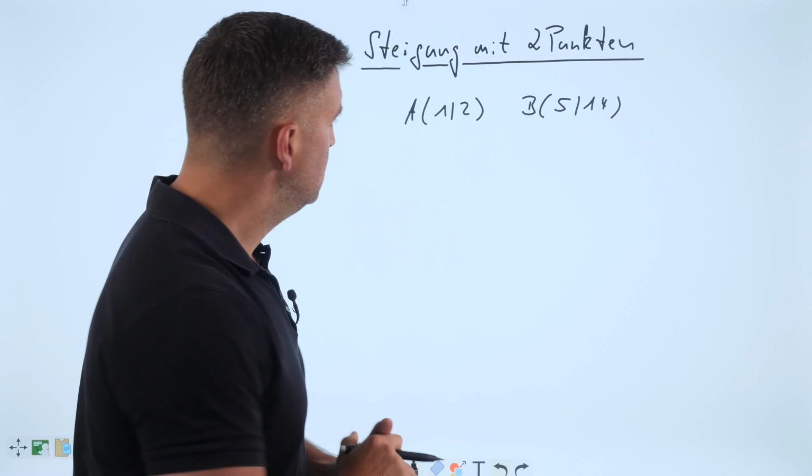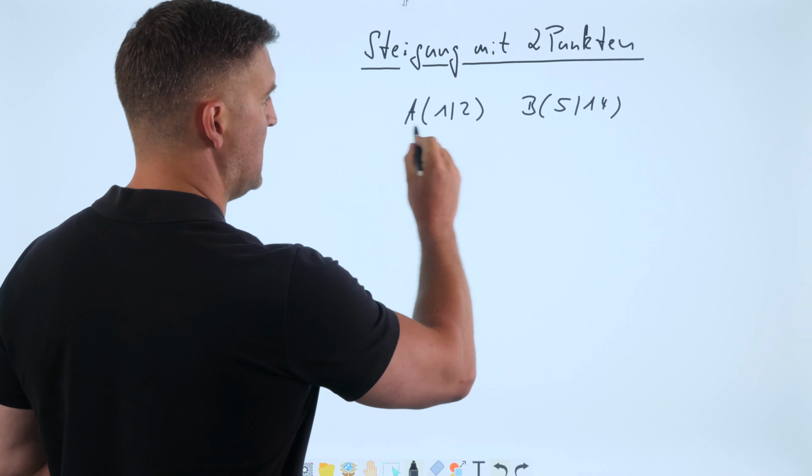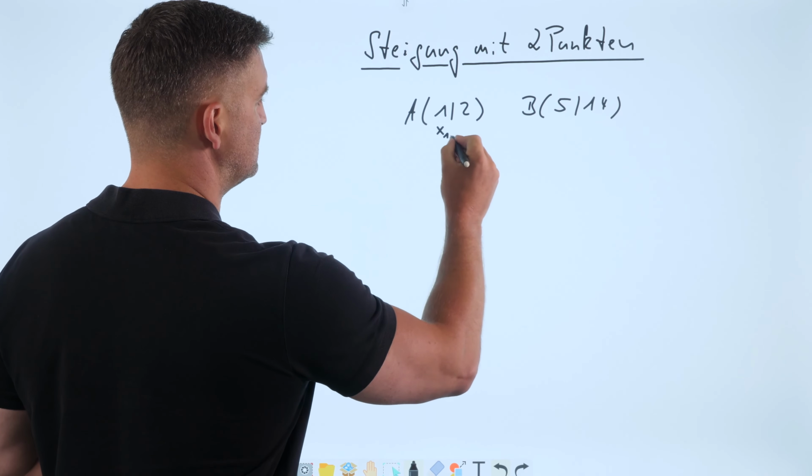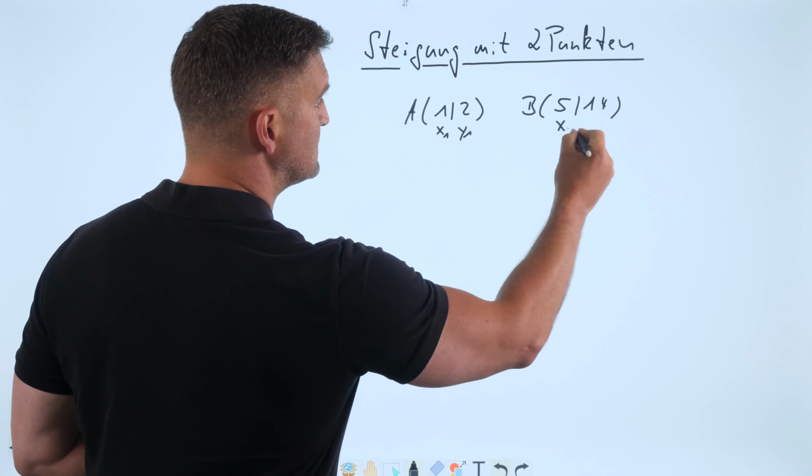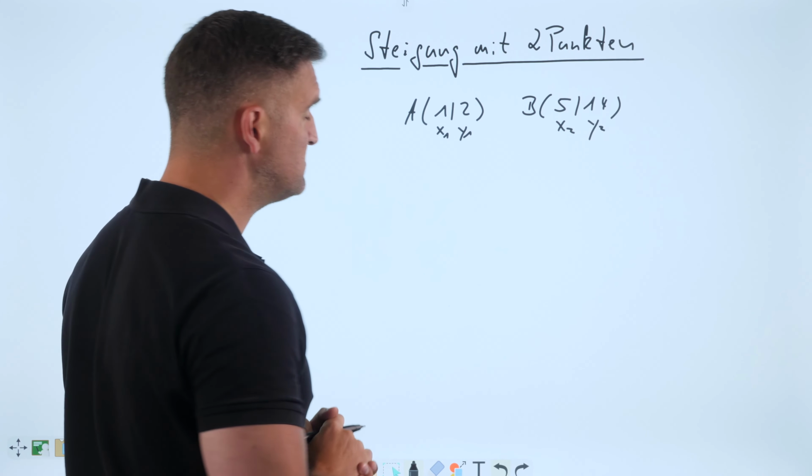Yes, determine the slope using 2 points. You have point A, (1, 2), that's the first x value and the first y value. You have point B, that's the second x value and the second y value.